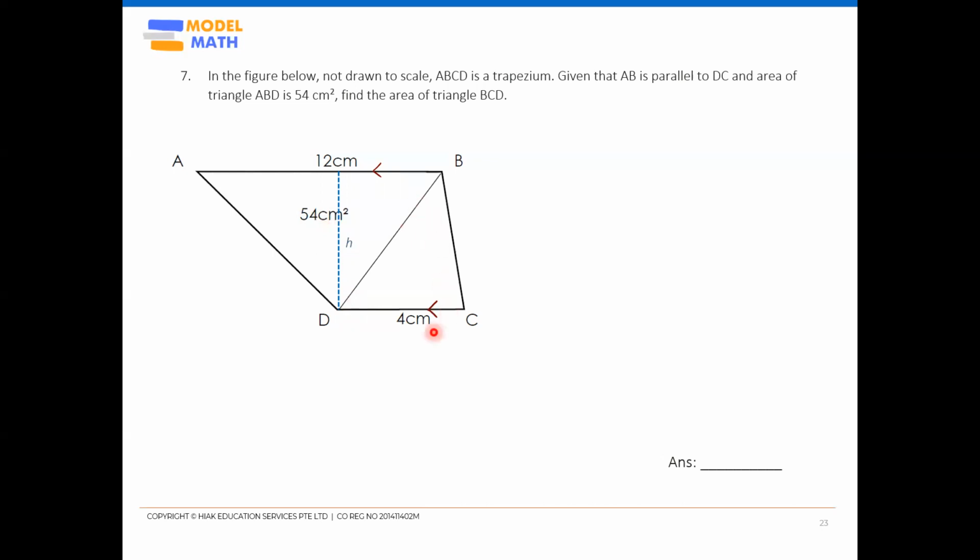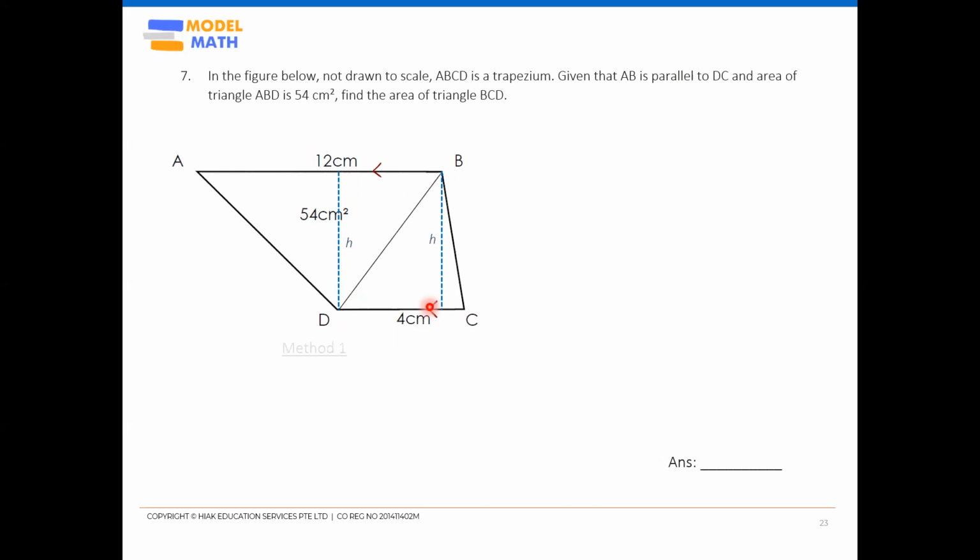Now let's look at triangle BCD first. Notice that I have the 4 cm here, so very obviously I will treat the 4 cm as the base of this triangle. If 4 cm is the base, where is the height? Likewise, my height is perpendicular to DC, but I have to drop it down from corner B here. This is also the same height as the other one, so it's also the same h. Now I have two methods to show you.